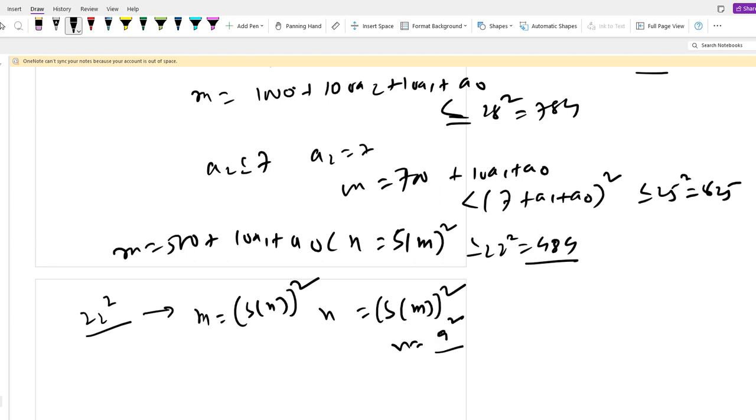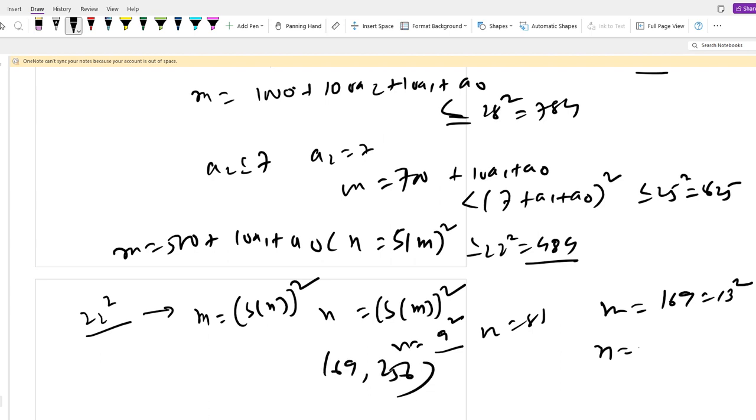ठीक है, but in this case n equal to 81, so m equal to n, violating m less than n. So obviously we go for the next, m equal to 169, that is 13 square, and n is equal to again this thing, so 14 256. So the answer is m and n is 169 and 256.